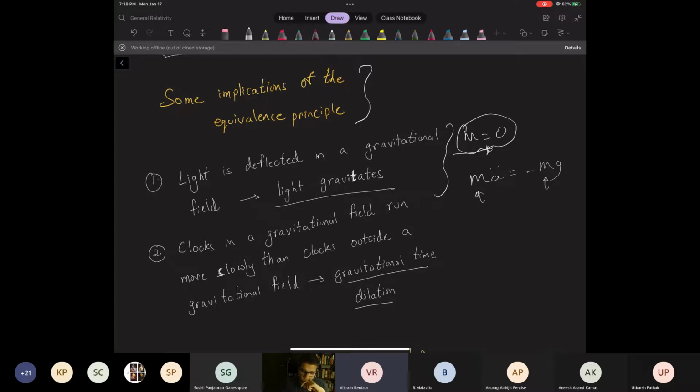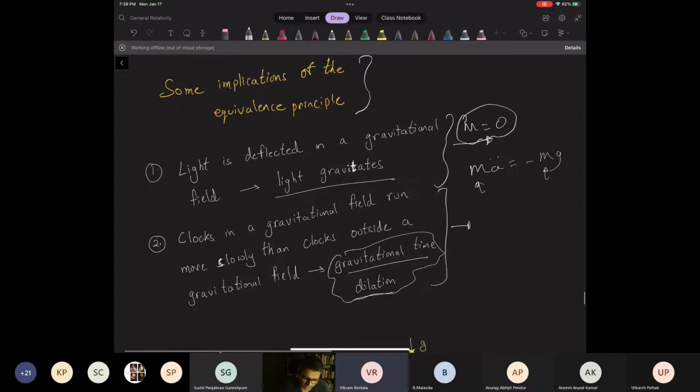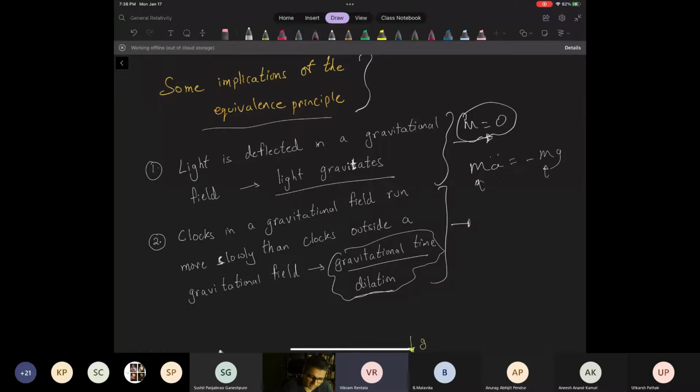The second effect, which is also interesting, is that clocks in a gravitational field will run more slowly than clocks which are outside a gravitational field. This effect is called gravitational time dilation. So if I have clocks which are in a gravitational field, not freely falling, just in a gravitational field, then they would run more slowly. Let's see how the equivalence principle implies these two effects.